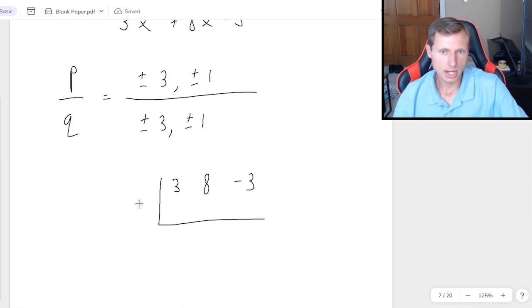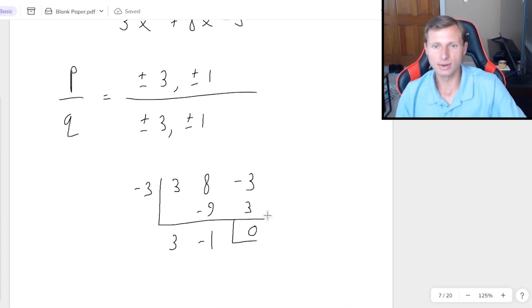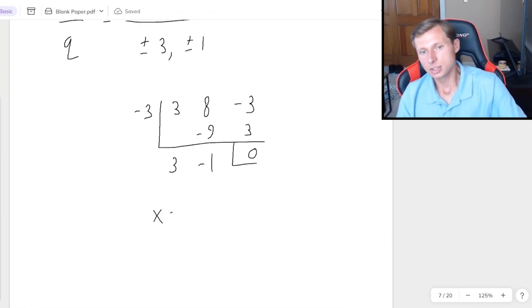So I don't know. Let me try negative 3. Pull the 3 down. Times negative 3 is negative 9. 8 minus 9 is negative 1. Looks like I'm going to get it. And we get 0 again. Yay! So now I have x equals negative 2 and negative 3.